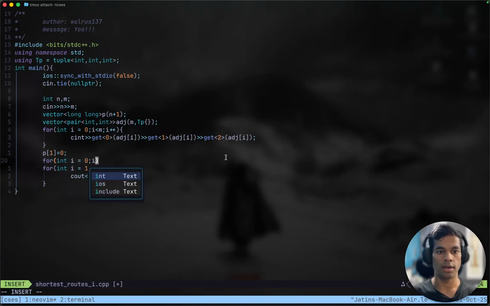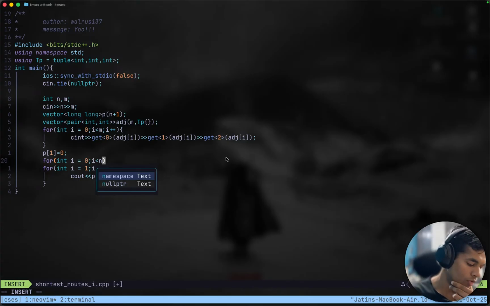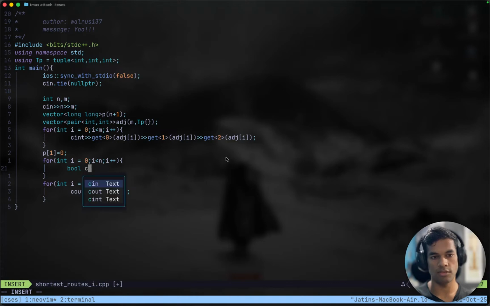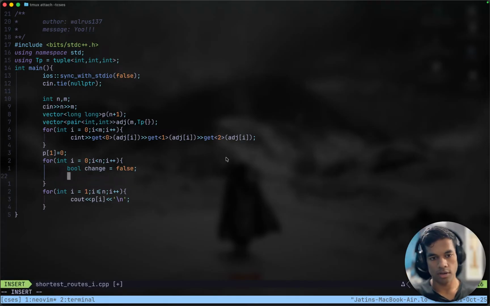For int i equals 0, i less than n, because this has to go n minus 1 times. And why does it have to go n minus 1 times? Because that is the longest path. N minus 1 would be the longest path, and once you have gone through all the edges n minus 1 times, then we are already pretty cool. We can optimize this a bit. Change equals false, and if we ever find an edge which does make a change, we will update change, but if no change, then break.